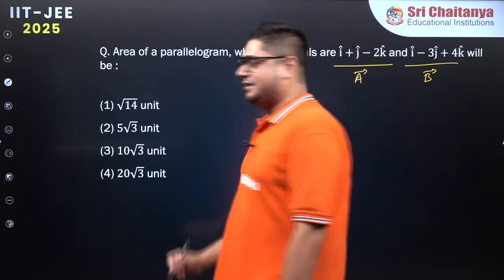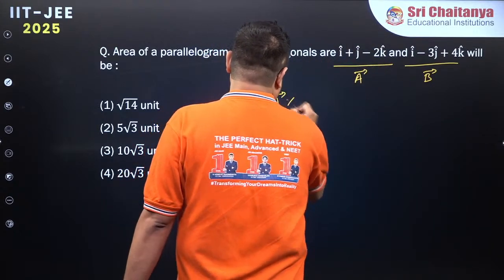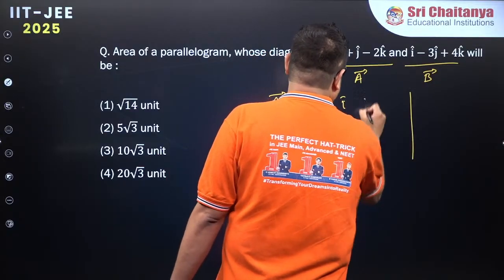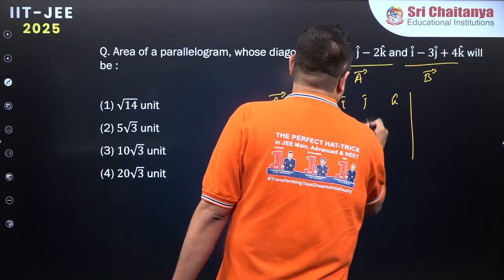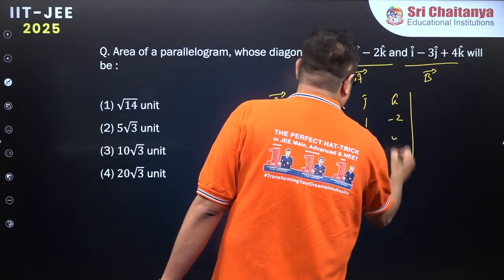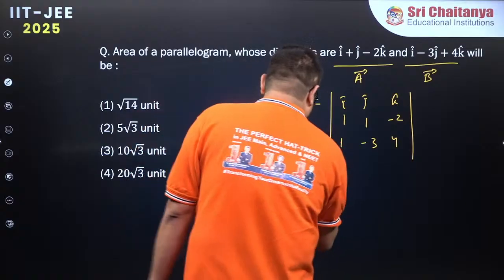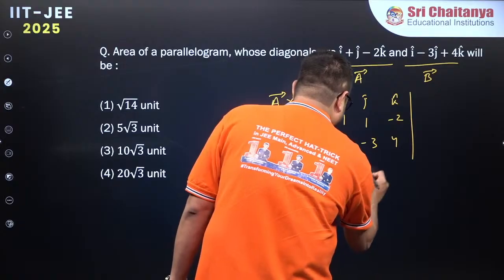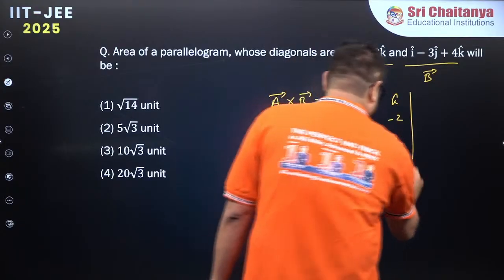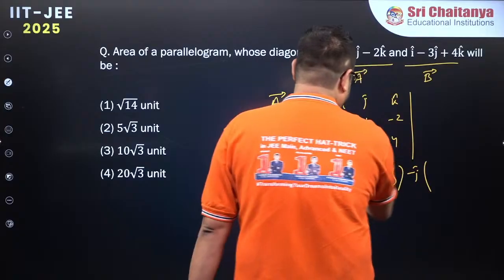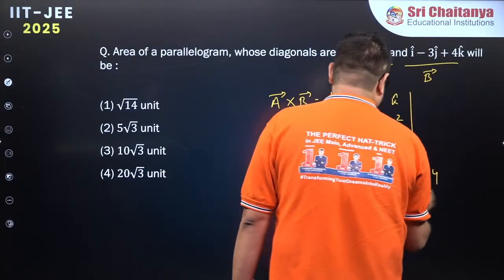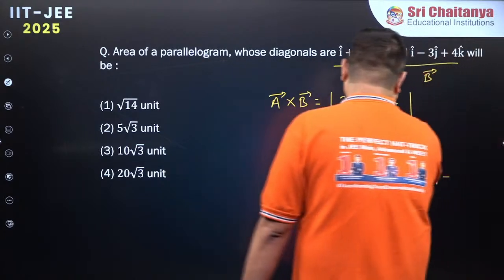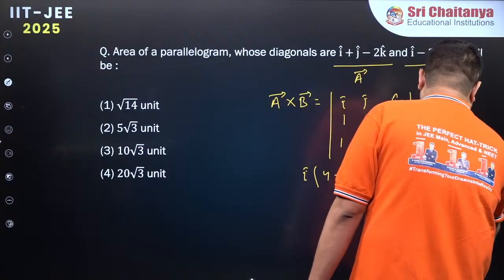क्या होना चाहिए? That is A cross B is required to be found. Once again, try to do it properly. Don't get stuck. I cap, J cap, K cap. 1, 1, minus 2, 1, minus 3, 4. So now I can directly do I cap: 4 minus of minus 3 into minus 2. Minus of J cap over here. What will I be getting? 1 into 4 is 4. Minus of minus 2, this is 4 into 1, 1 into minus 2. That is going to become plus 2.